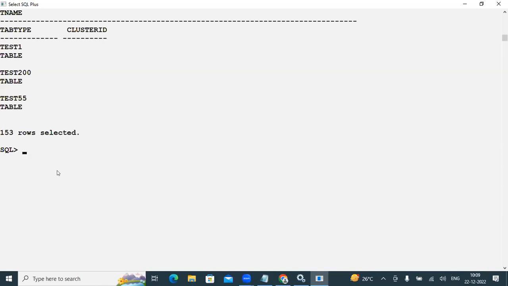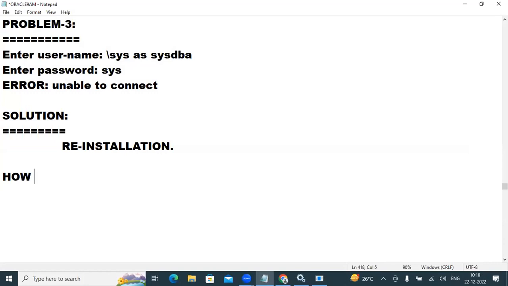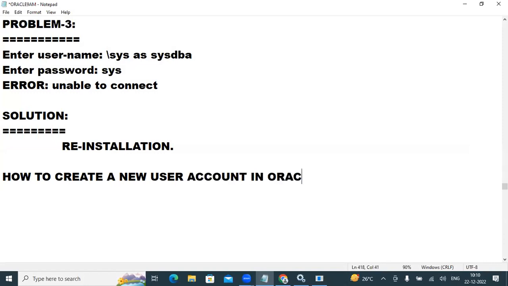So here also, if I want to store my personal tables and data in my user account, I have to create my own user account. So how do you create a new user account in your Oracle database? Now let me come out. This is important for you. Take here: how to create a new user account in Oracle database server.